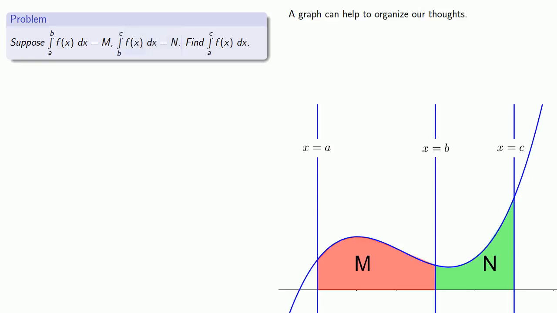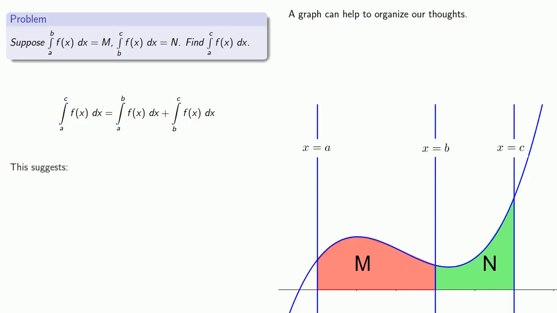So what about this definite integral? To answer that question, let's consider the geometric meaning. Since the integral represents the area under the graph of y equals f of x above the x-axis, from x equals a to x equals c, we should be able to find that by adding together the area from x equals a to x equals b, which corresponds to our first definite integral, together with the area from x equals b to x equals c, which corresponds to our second definite integral.